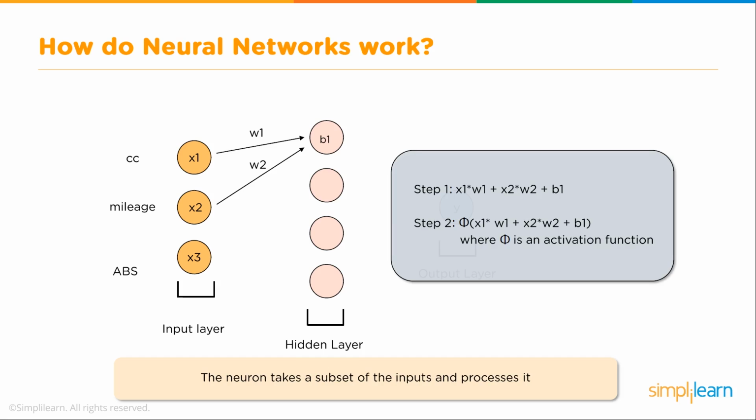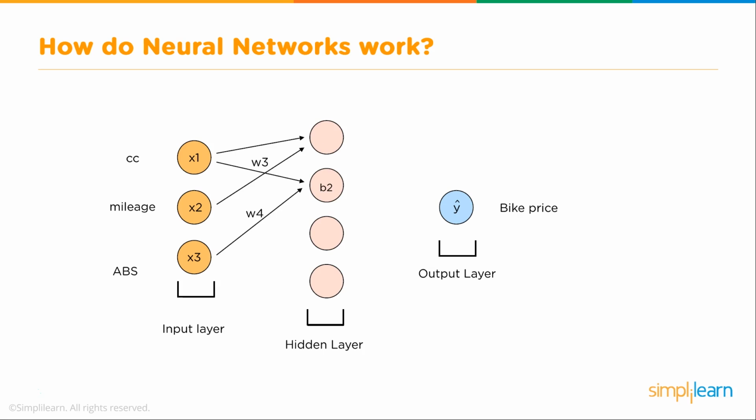And step 2 is our activation. The activation function coming in there. When does this fire? And the neuron takes a subset of the inputs and processes it. And then we go through and we do that with the second hidden layer neuron and the third one and so on. So you process each layer in order going forward.